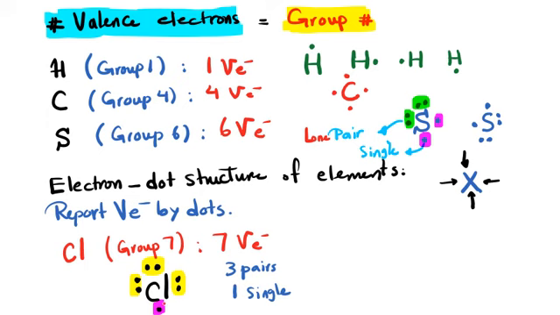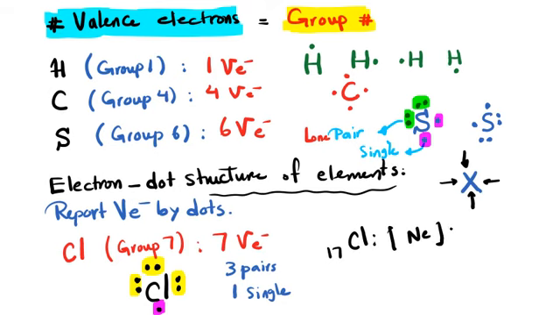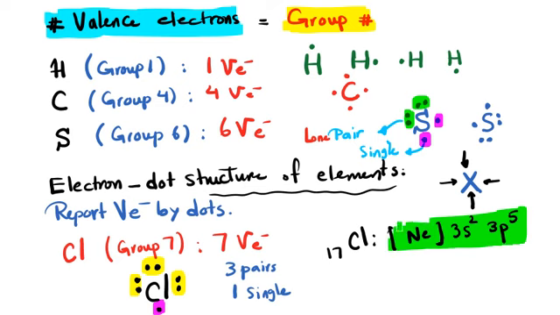I'm going to show you why electron dot structures of elements are important for us whenever we are going to work on Lewis structures. Because if you remember, a chlorine atom has 17 electrons. And if we are going to write the electron configuration of chlorine, we are going to end with [Ne] 3s2 and 3p5. So this is the abbreviated electron configuration of chlorine atoms.